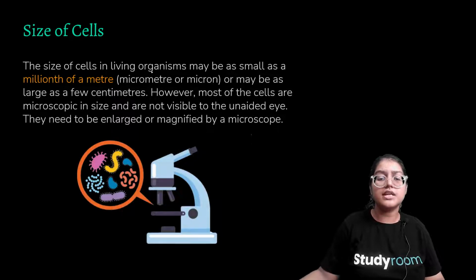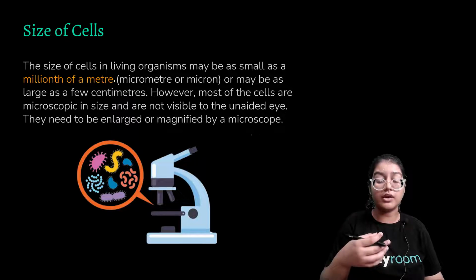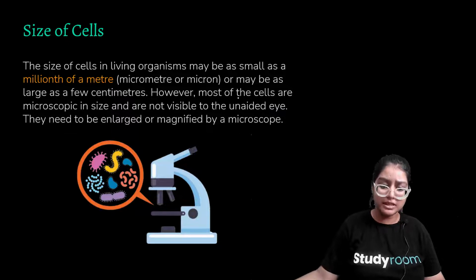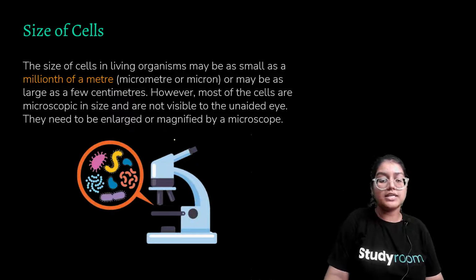Sizes of cells. The size of cells in living organisms may be small, a millionth of a meter, micrometer, or microns, very very tiny. So we discussed the egg of the hen. It was large and can be seen through our unaided eye. But if we talk about bacteria or an amoeba cell, we'll be able to see it only under the microscope because they're very very small. However, most cells are microscopic in nature and are not visible to the unaided eye, but there are some exceptions which can be seen with the naked eye, which is a hen's egg for example. So sizes of cells vary.